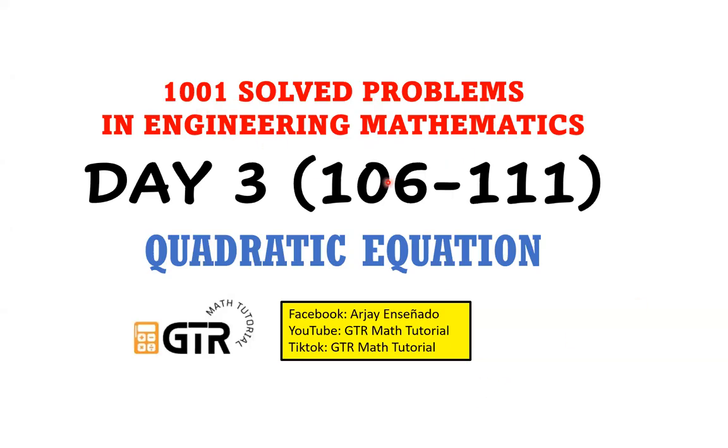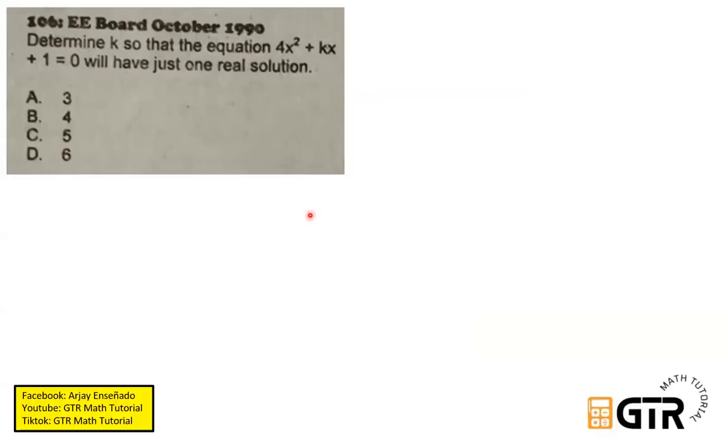1001 Solve Problems in Engineering Mathematics, Day 3, number 106 to 111. So this is all about quadratic equation. Okay, so let's start with number 106. Determine k so that the equation 4x squared plus kx plus 1 equals 0 will have just one real solution.